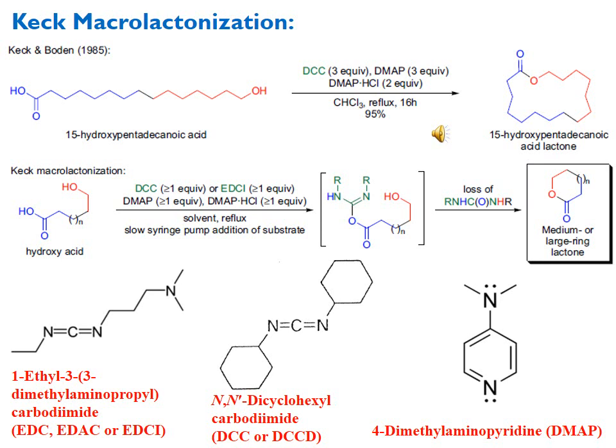Then we get this cyclic ester, a state chain ester, which is known as the activated ester, and after the loss of the substituted urea product, we get the medium or large ring lactone. The different reagents used in this reaction are shown here. First is EDC or EDAC or EDCI, that is 1-ethyl-3-dimethylaminopropyl carbodiimide.